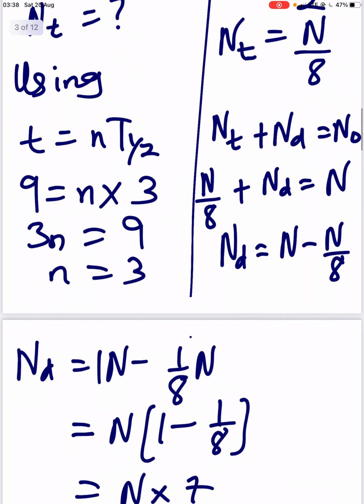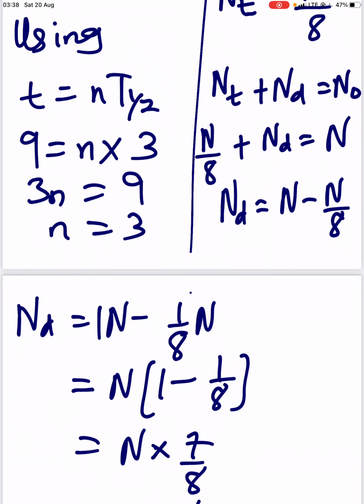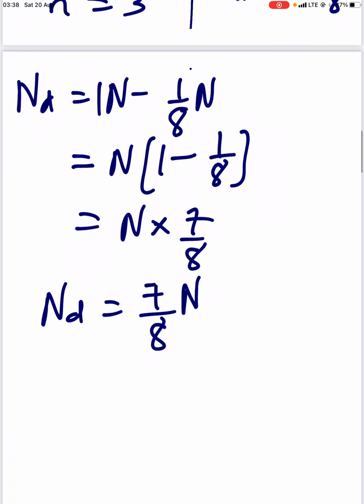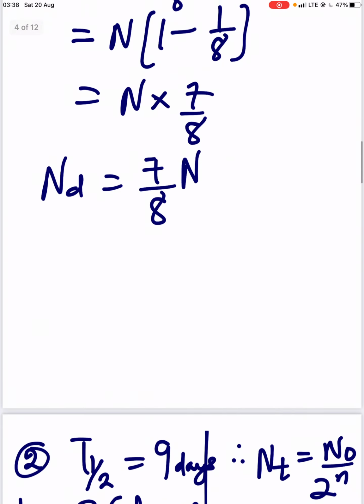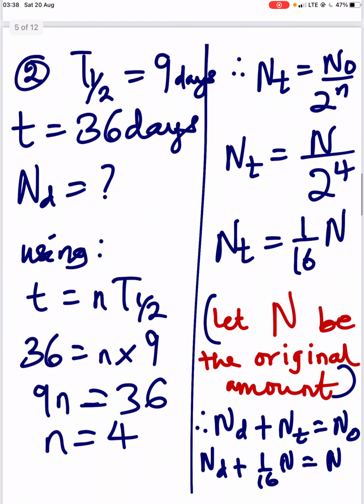Nt plus Nd is N0. Now using Nt plus Nd is N0, our amount remaining is now N over 8. The amount that has decayed is Nd. So N over 8 plus Nd is N, which is the original amount. So Nd will be N minus N over 8. If we simplify this, we get Nd is 7 over 8 N. So the fraction that has decayed is 7 over 8 of the original amount.